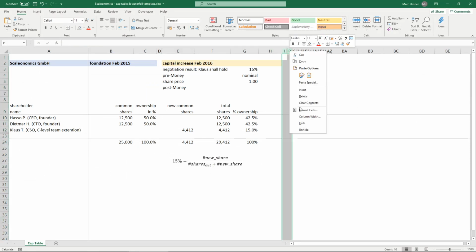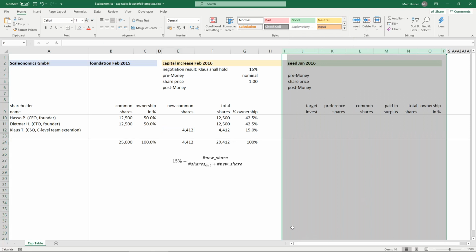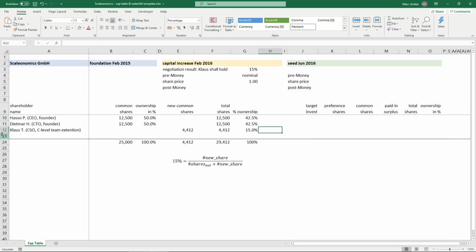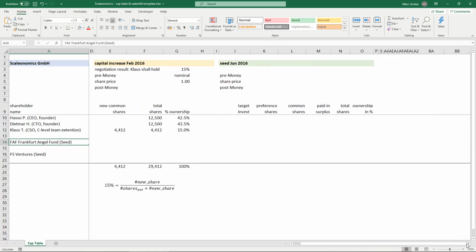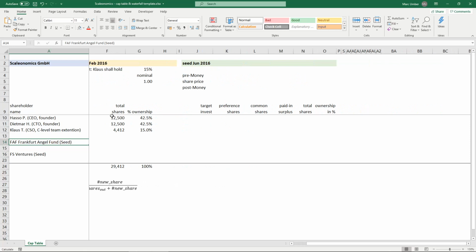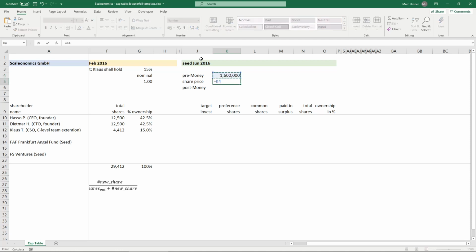To model this next step, again, I'm going to unhide a couple of columns that I prepared. And now we will have new owners entering the cap table. We will need the status quo of the company as a basis. Okay, let's start with the input data. We know that the pre-money valuation that was agreed on was 1.6 million euros. And now this is the first time where we have a market valuation.